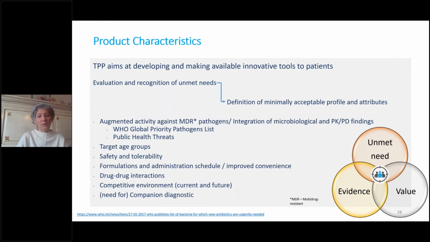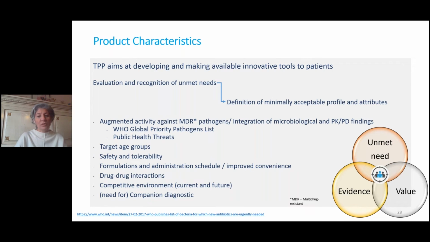How to introduce the product characteristics. After discussing and recognizing the unmet need we would like to target, we then need to define the minimally acceptable profile and attributes of our candidate. And so we have to be very flexible in moving the bar and the threshold that we set at the beginning, since the discovery, and also leveraging on the preclinical evidence we have in our hands.